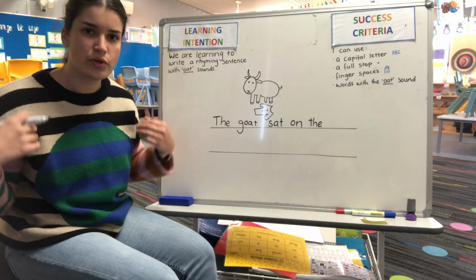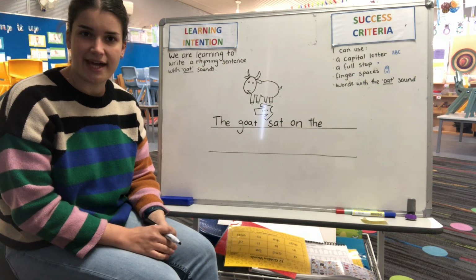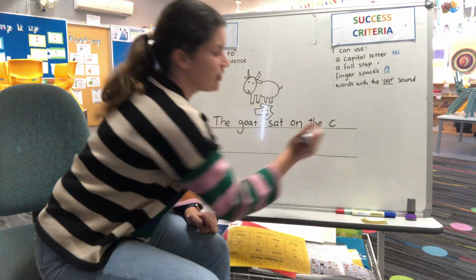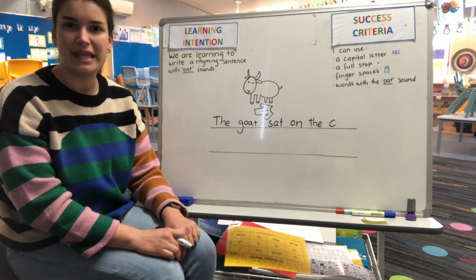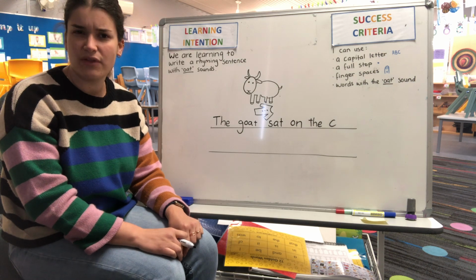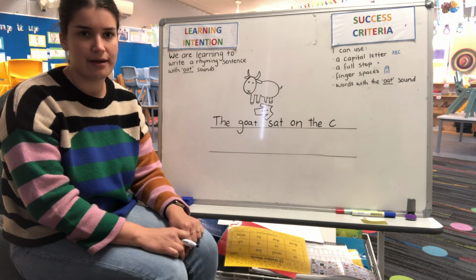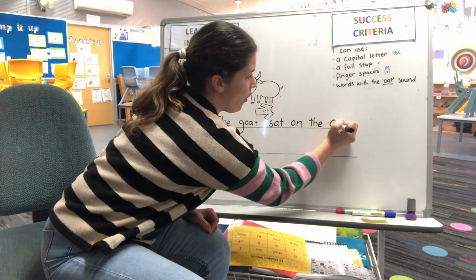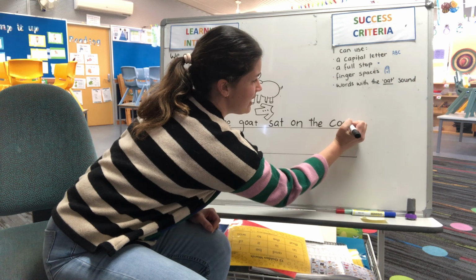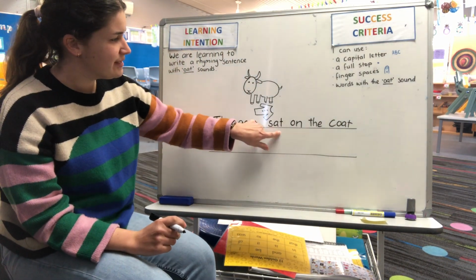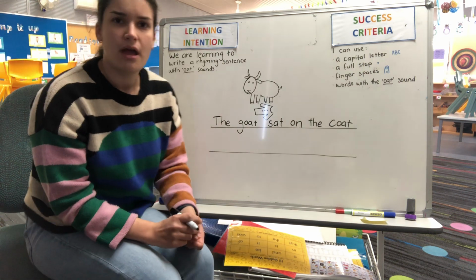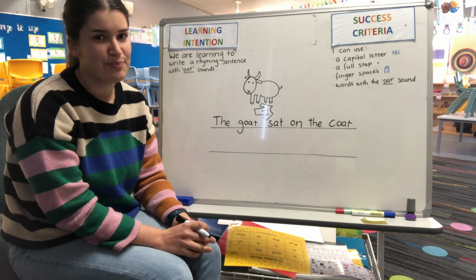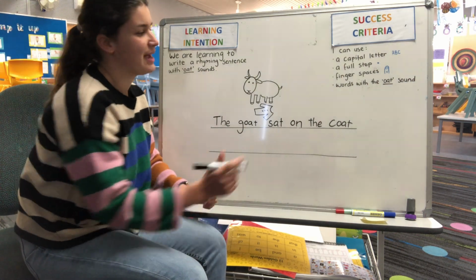Oat. Coat. What makes a k sound? That's right, we're going to use C to make our k sound. And what makes the oat sound at the end of the word coat? Do you remember? Oat is O-A-T. So let's write O-A-T. The goat sat on the coat. What needs to go at the end of my sentence? I need to put a full stop at the end of my sentence.